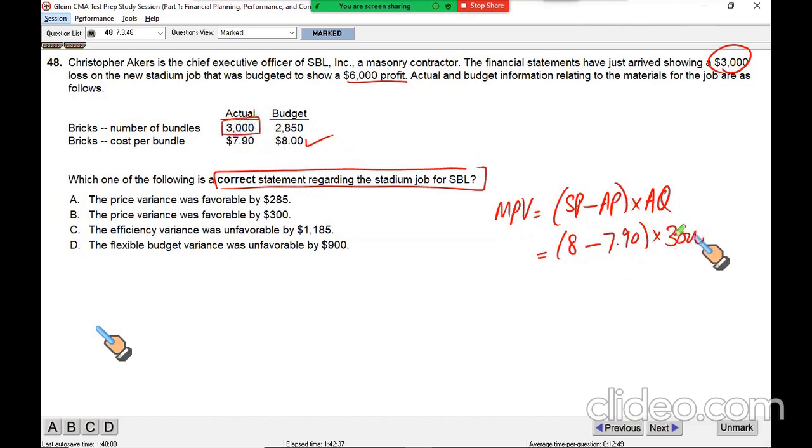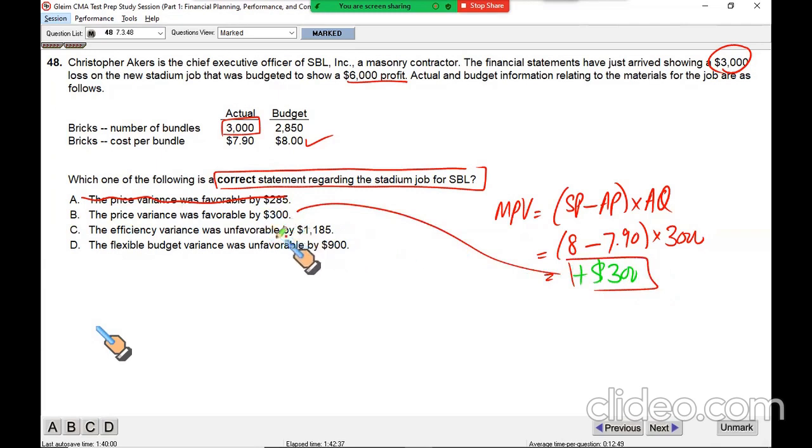So if you multiply the result with 3,000, I believe you are going to have a favorable variance. 8 minus 7.9 multiplied by 3,000. It is 300 favorable. But in option A, the price variance is 285. This is incorrect. Option A is not correct. Let us try the other one. Oh, this is already given. The price variance we have already calculated. This is 300. Without doubt, this is your right answer.